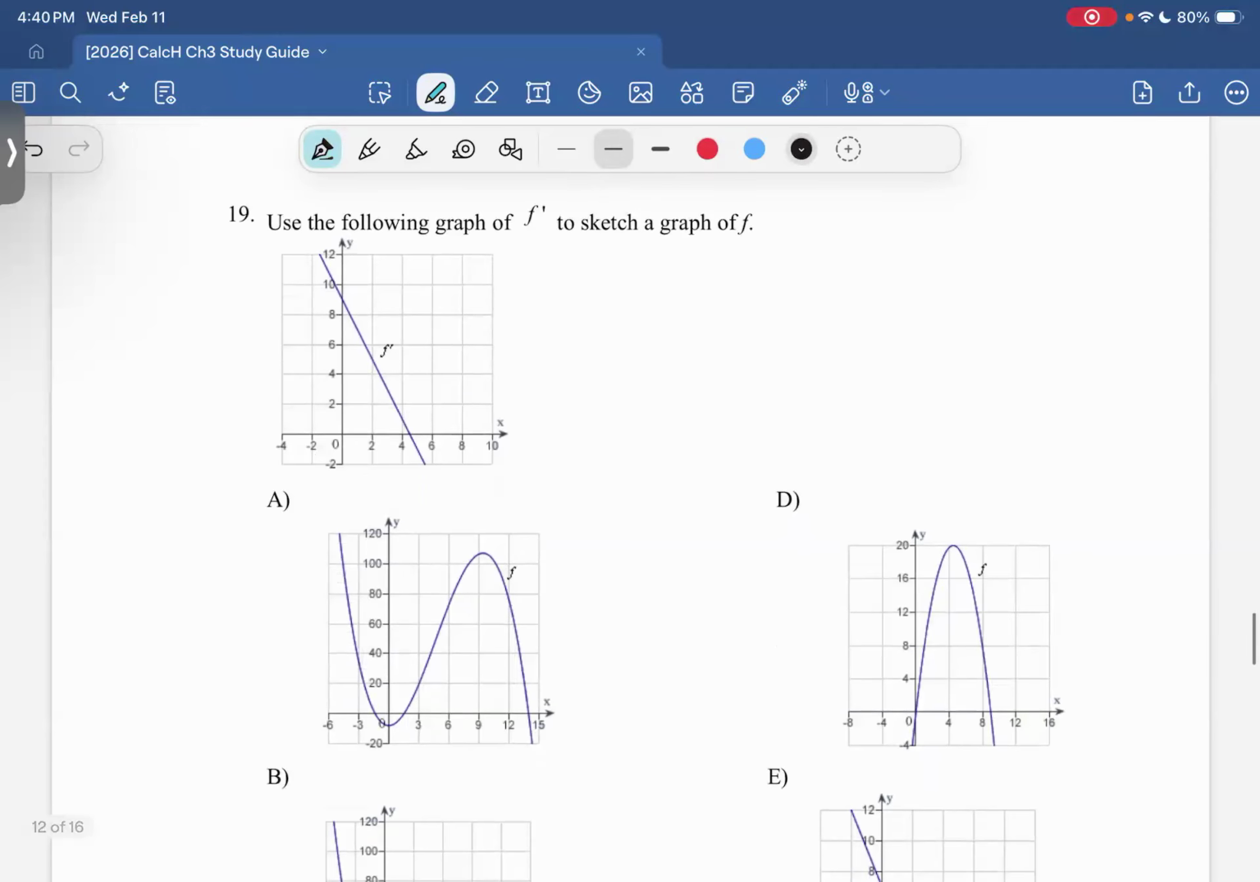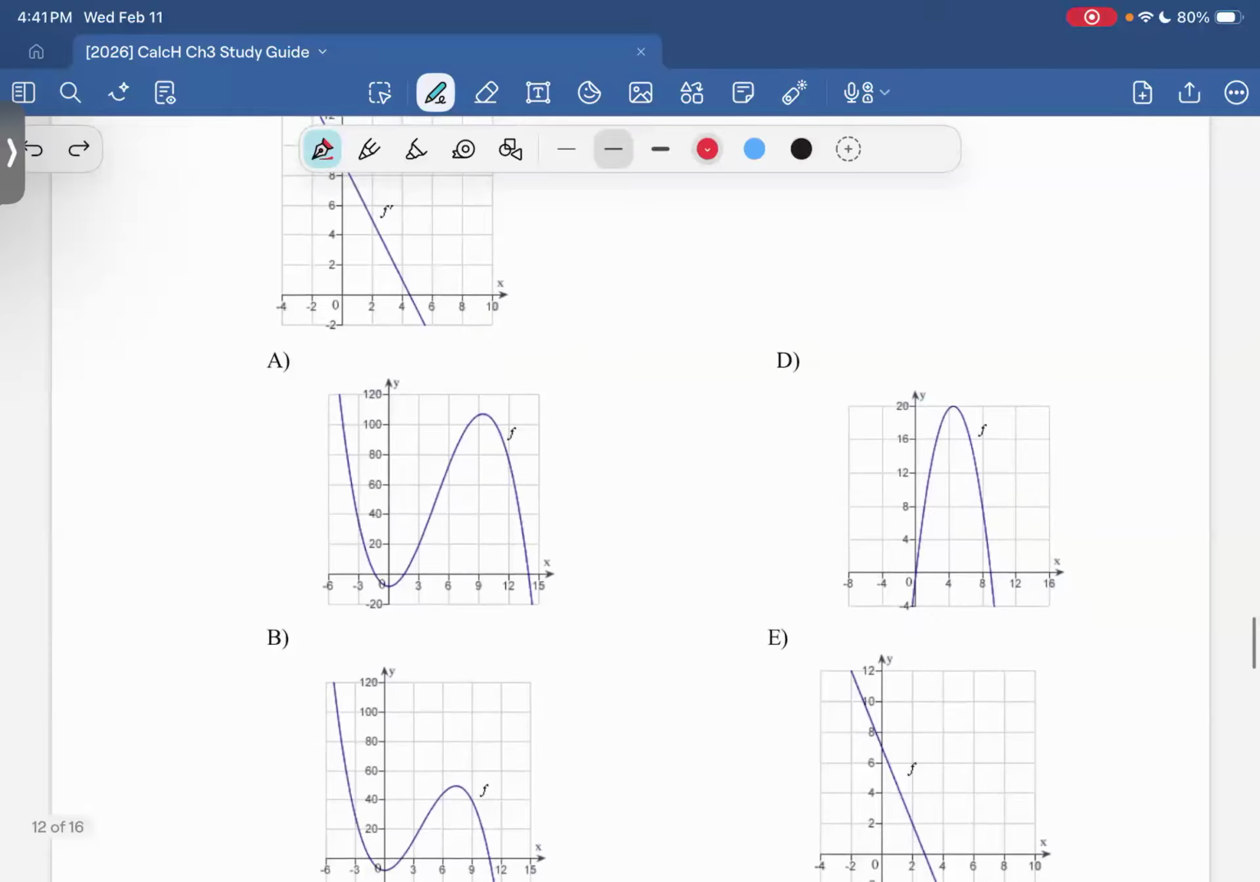Okay, 19. We're given a graph of the derivative, and now we want to sketch a graph of f. Okay, so first, this is kind of like the previous question, but now in reverse. So this derivative is equal to 0 at like 4.5 or something. So that means the graph that we're looking for should have a relative extrema at around 4.5. And only 4.5, right? Because that's really the only point where the derivative crosses 0.